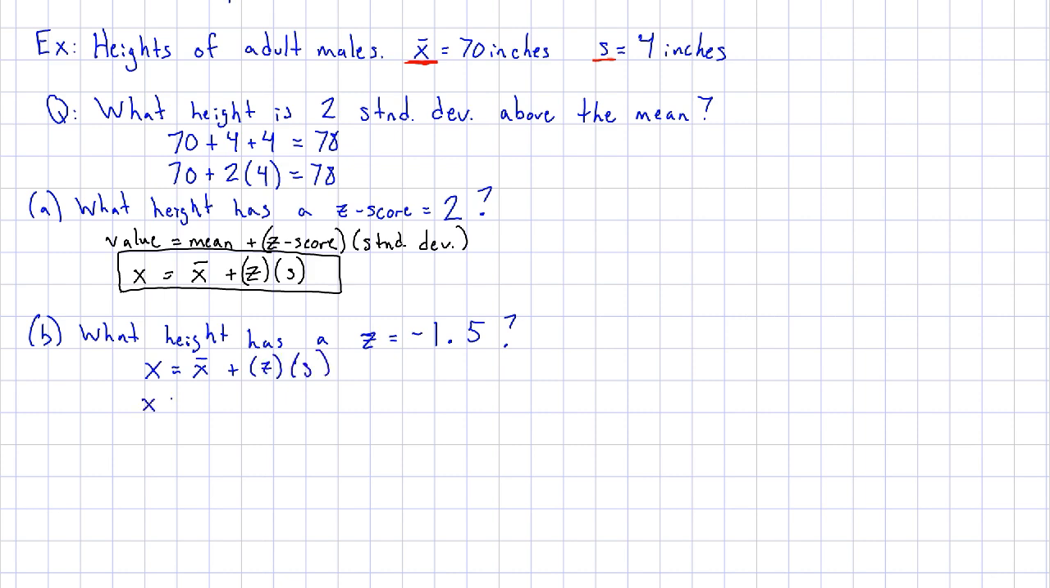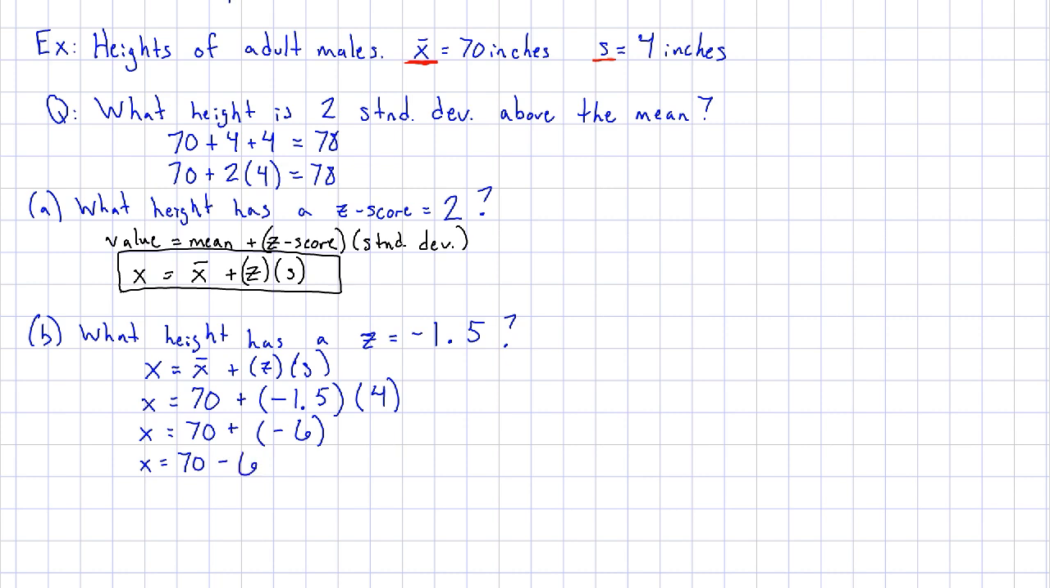For my particular problem, x bar, the mean, is 70, plus the z-score. Now, the z-score is negative. This is very important. If you have a negative z-score, you need to bring that negative and put it into your formula. So I have negative 1.5 times my standard deviation, which was 4. So this will be x equals 70 plus negative 1.5 times 4, which is negative 6. If you're comfortable taking this negative out of these parentheses and just saying that it's 70 minus 6, that's great.